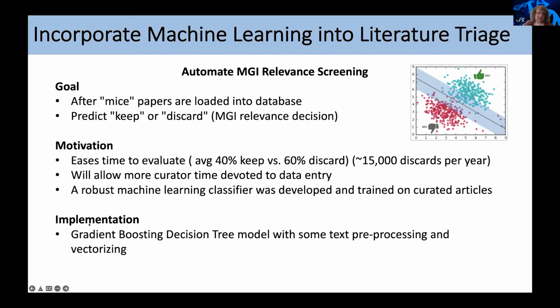In our implementation, we used a gradient boosting decision tree model with some text preprocessing and vectorizing. And that one statement is kind of a disservice to the amount of evaluation that went into deciding on this particular method for machine learning.